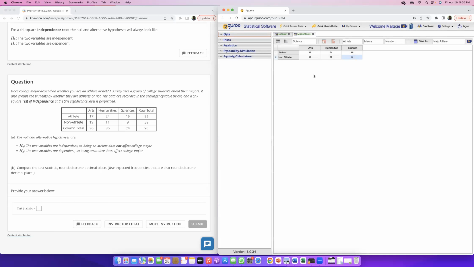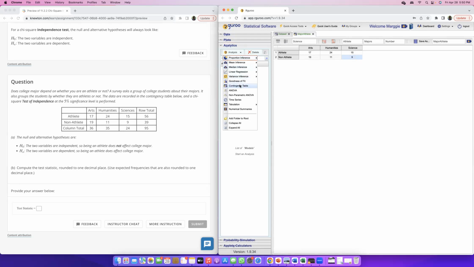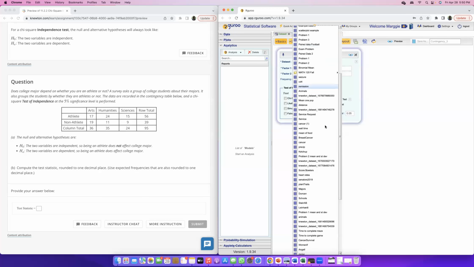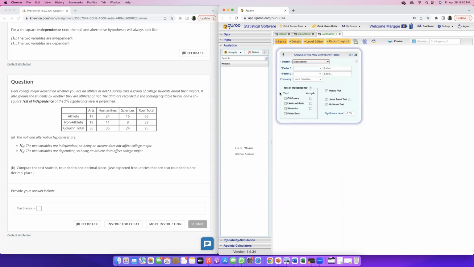Once we have that table created and saved, we go to analytics, we go to analysis, and here we need to go all the way down to contingency table. The contingency table is going to help us to do the analysis of 2-way contingency tables to test for independence. So we go here, we're going to choose that major athlete data table that we created.